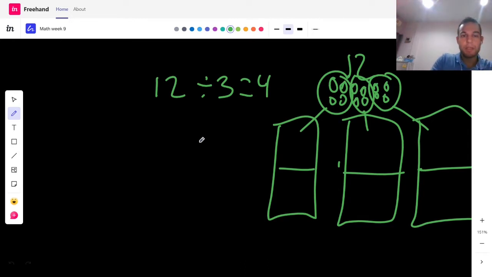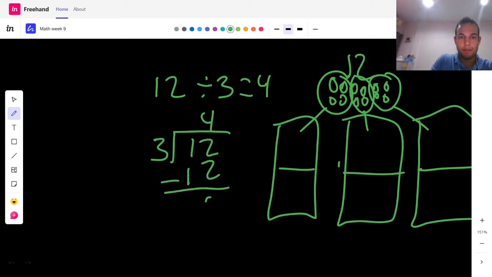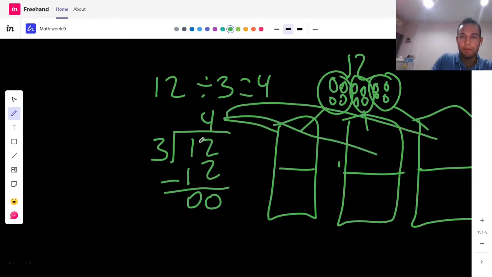But if we want to do it long division, let's try it. 3 divided by 12. So can 3 go into 2? No, 3 doesn't go into 2. So, does 3 go into 12? Yes. 3 goes into 12 4 times. So we'll put a 4 here, a 12 here, minus 0, 0. So we have 4 balls per table. 1, 2, 3. Okay? That's one example.